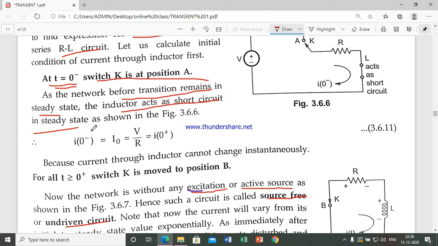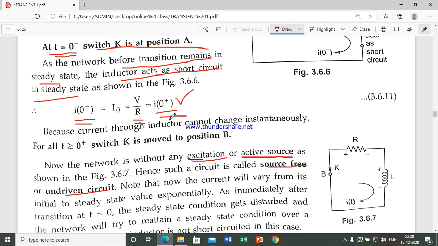As a network before the transition, whenever the switch moves here, it will be in steady state. The inductor acts as a short circuit, as we have already seen. Then you can represent that as I_L(0-). Before the switch is on at t equal to 0, it is I_L(0-), and after the switch is on, I_L(0+), the current I_L(t) will be V by R.